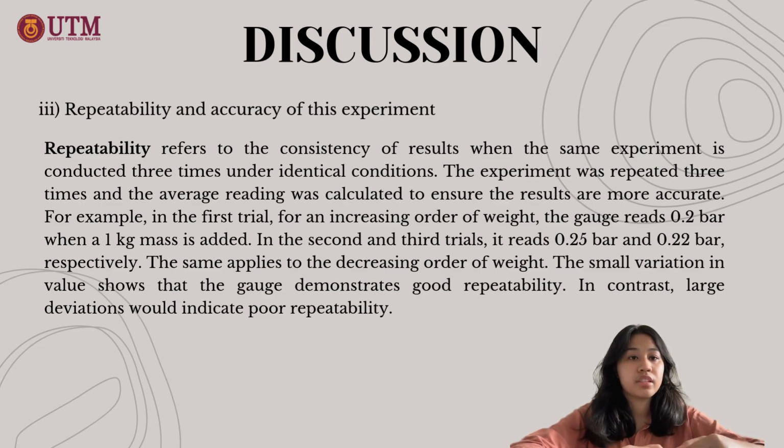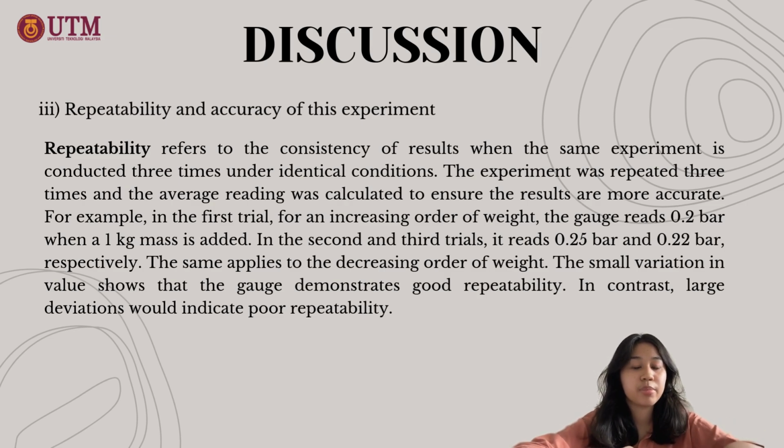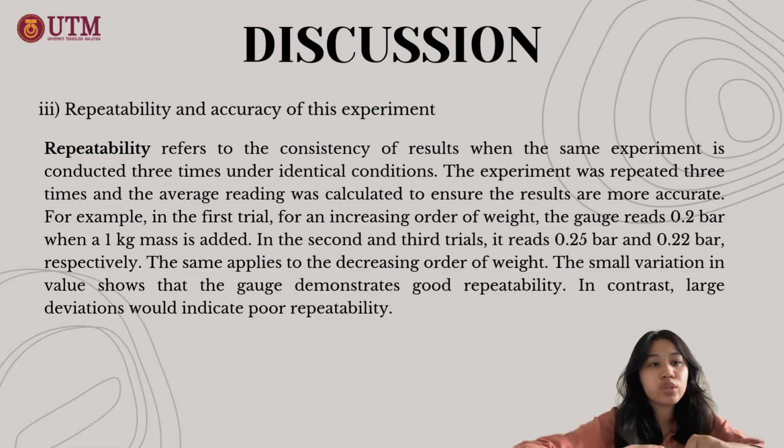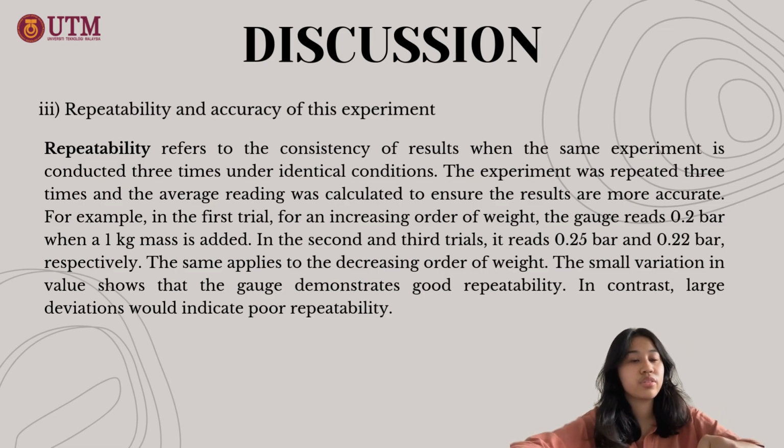Discussion number 3 asks us to state the repeatability and accuracy of this experiment. Repeatability refers to the consistency of the result when the same experiment is conducted 3 times. In this experiment, we repeated the experiment 3 times and the average reading was calculated to ensure the results are more accurate. For example, in the first trial for an increasing order of weight, the gauge reads 0.2 bar when a 1 kg mass is added, and in the second and third trials it reads 0.25 bar and 0.22 bar. The same applied to the decreasing order of weight.